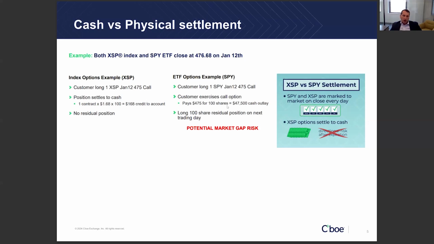So that's one of the major distinctions between index and ETF and single stock options: the index options settle to cash and the close is the close, right? And then with ETFs, obviously, you have to exercise into an underlying position. So those are really two of the major ones. I think probably the biggest distinction when we think from a 0DTE perspective.